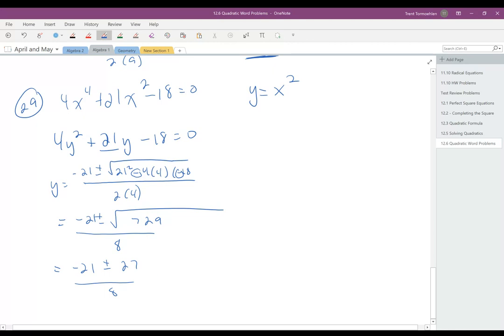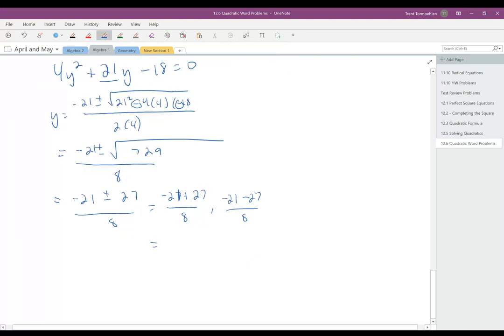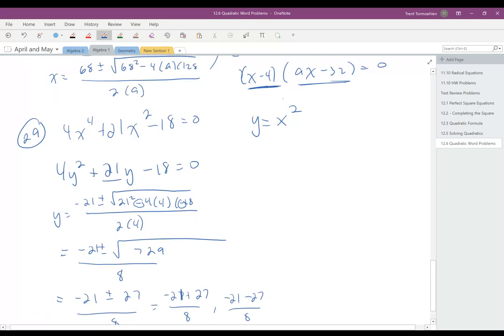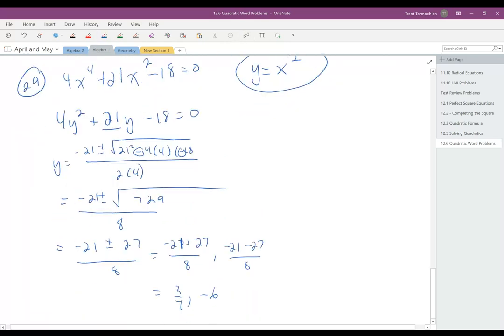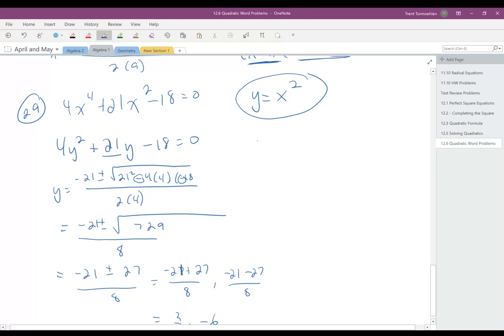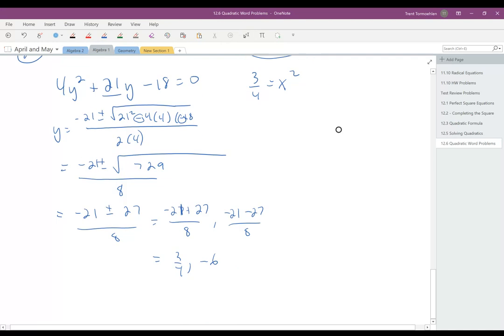Just like we did on the last problem, that means you're going to get negative 21 plus 27 over 8, and negative 21 minus 27 over 8. That gives us 3/4 and negative 48 over 8, which is negative 6. So that means that y is either going to be 3/4 or y is going to be negative 6.